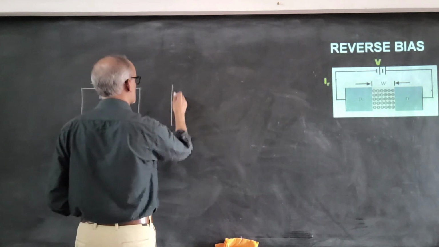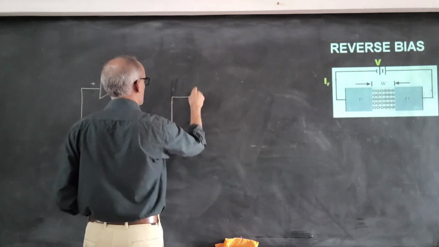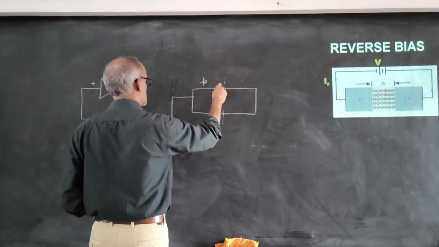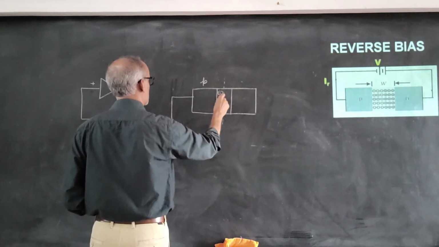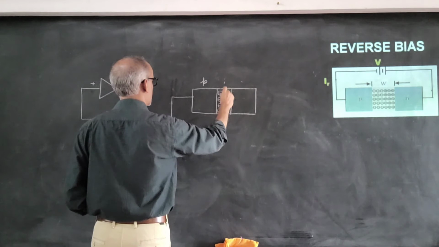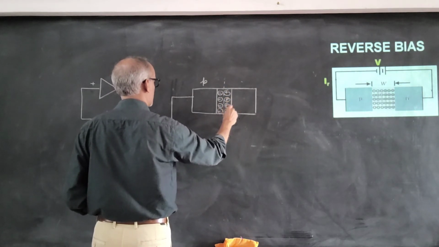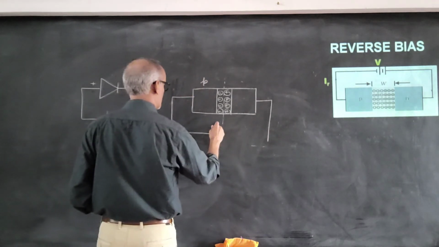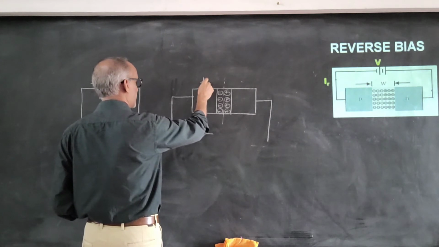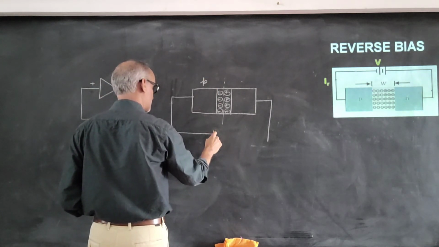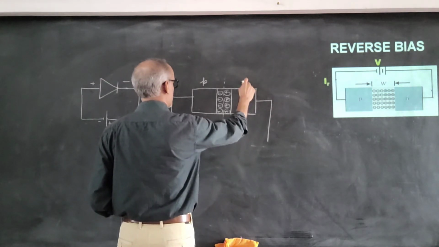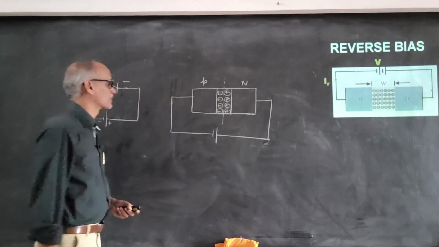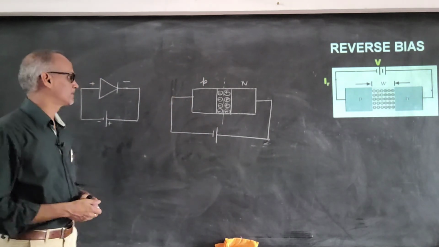So in reverse bias, this is the diode, this is the P region, and this is the depletion region, with negative ions on the P side and positive ions on the N side. The P end of the diode is connected to the negative terminal of the battery, and the N side is connected to the positive terminal of the battery. Only then is the diode said to be in reverse bias.